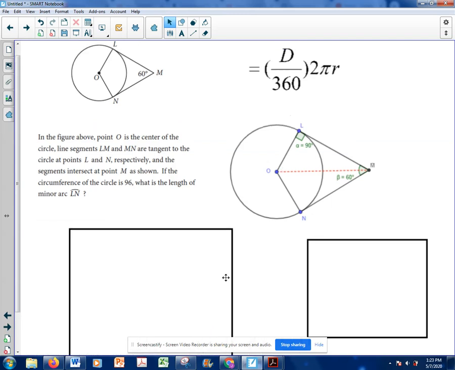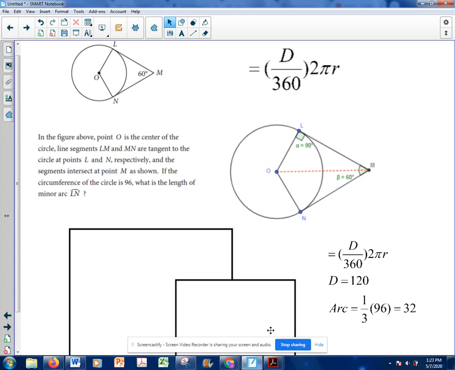Uh-oh, there was supposed to be some stuff there. There's stuff over here. Okay, D is 120, and then it's 120 over 360. We did that already, 1/3, and 1/3 of 96 is 32. I'm not sure what's supposed to be over there, but I'm going to say that's it for that one. Okay.